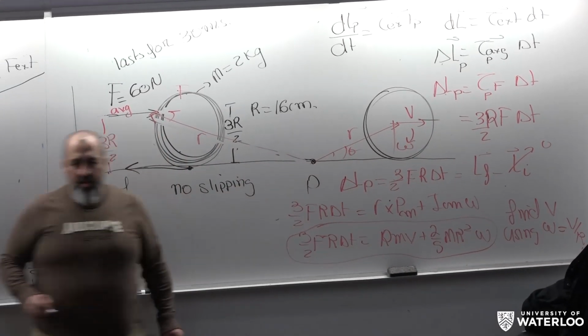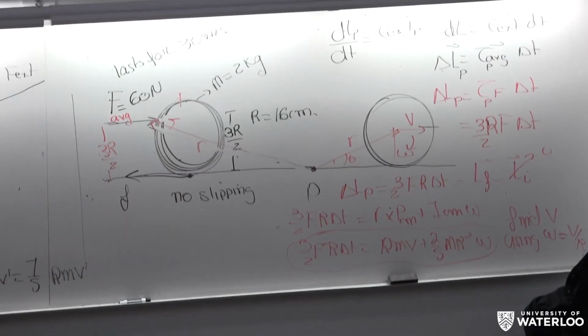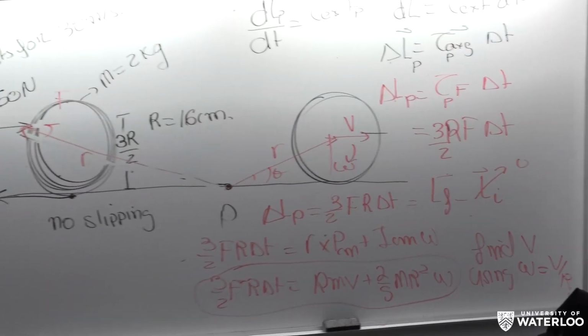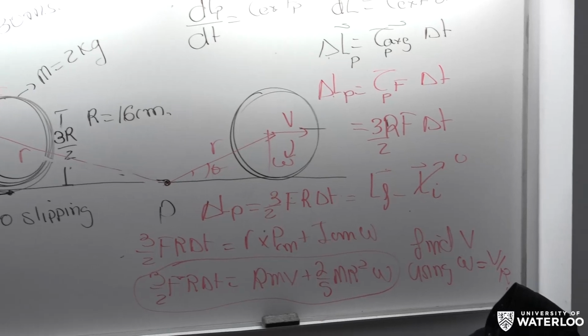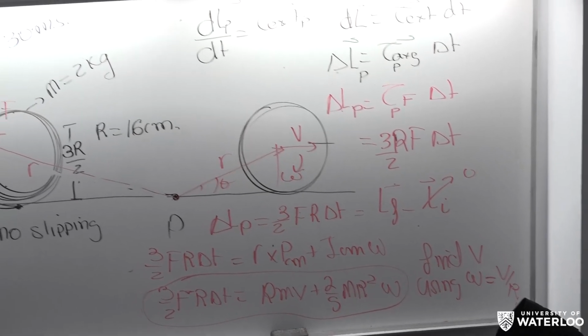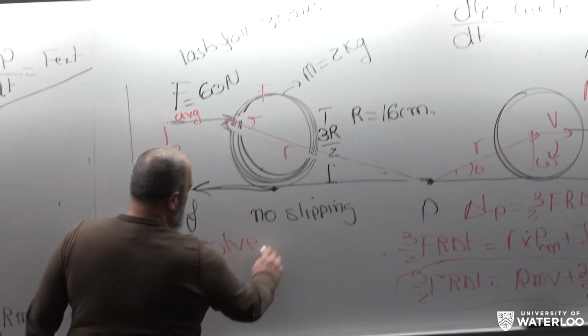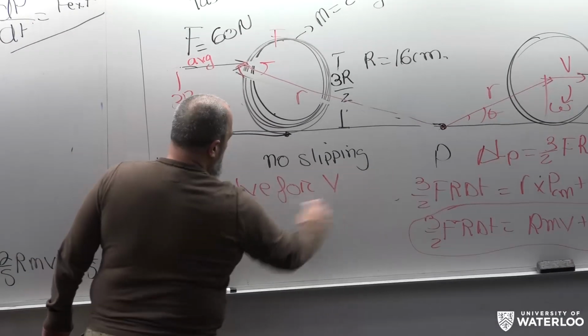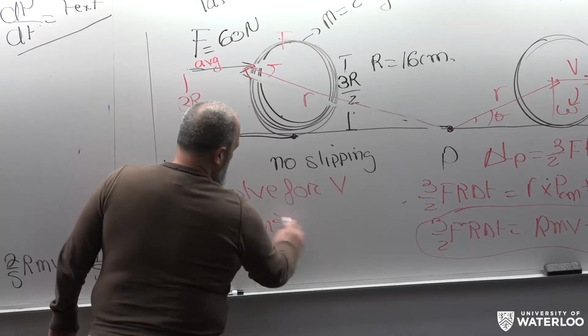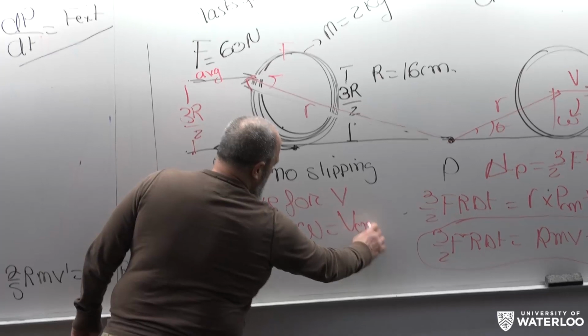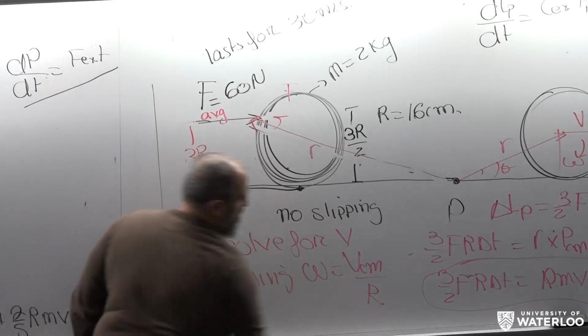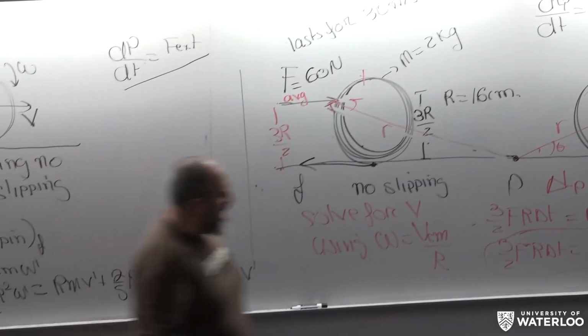Okay? Can you see? So solve for V using omega equals V CM over R. That's CM.